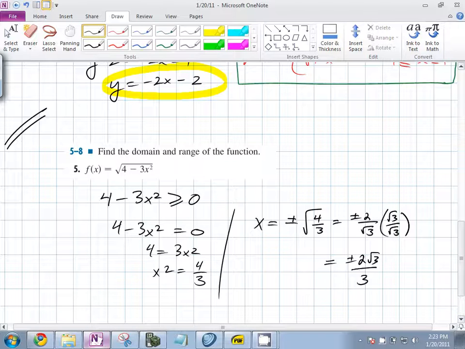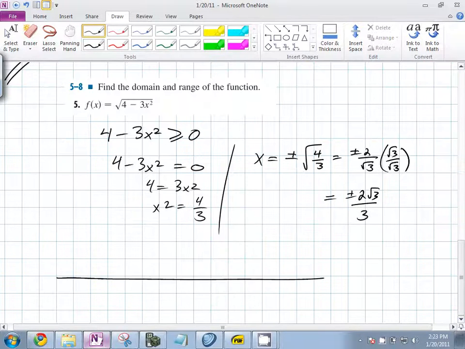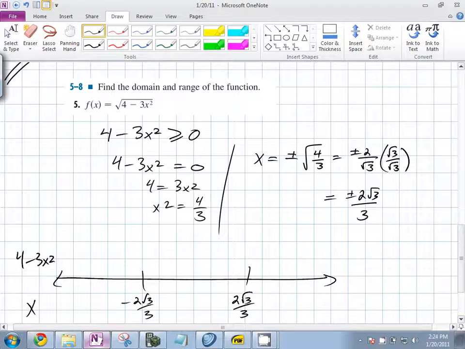So those are the zeros. We're not really interested in where it's 0. We're interested in where it's not equal to 0. So we have negative 2 root 3 over 3, and we have positive 2 root 3 over 3, and we have the x value, and then 4 minus 3x squared. When you plug those values in, what do you get out? 0 and 0. Are there any other values of x that make that equal to 0? No, there are no other ones.